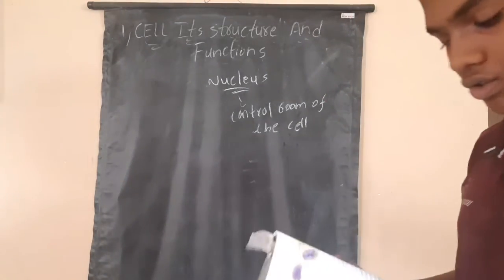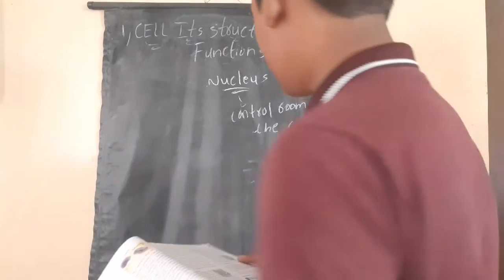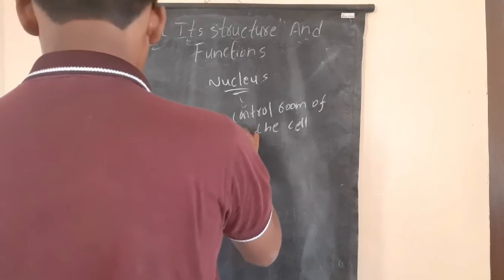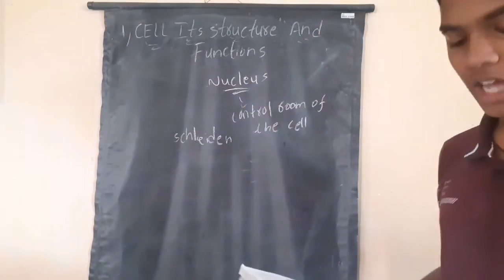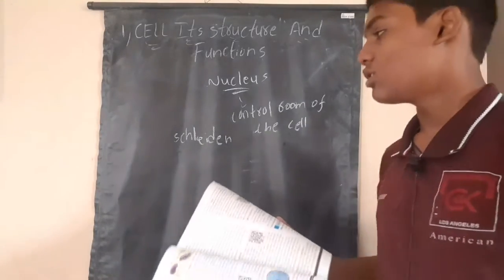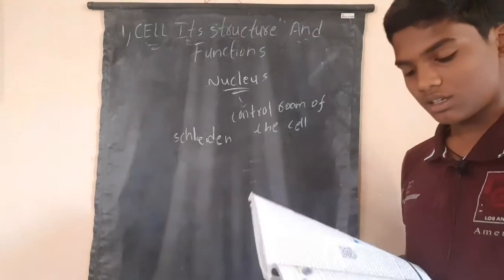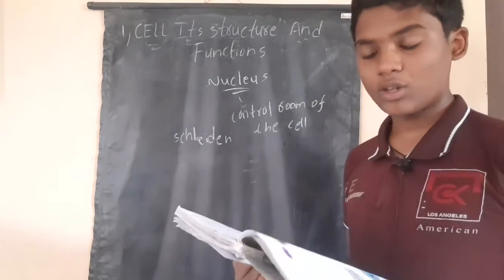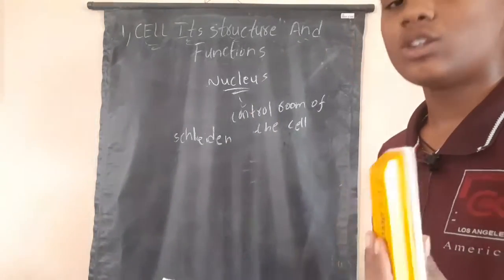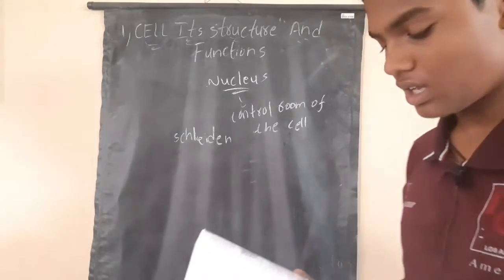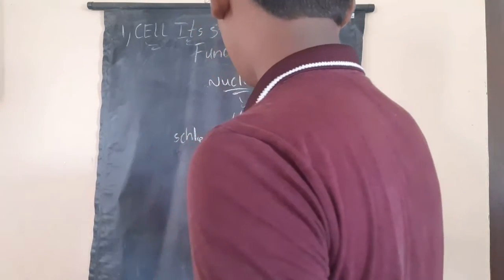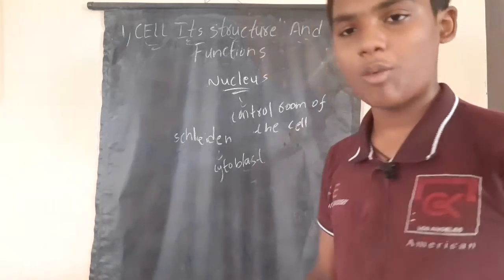Here a scientist's name is mentioned, Schleiden, who was one of the proponents of the cell theory. Through that, new cells are created from the nucleus. As I said before, he concluded that the nucleus is helpful for creating new cells, and he named it cytoblast. Please note down all the points in the notebook.